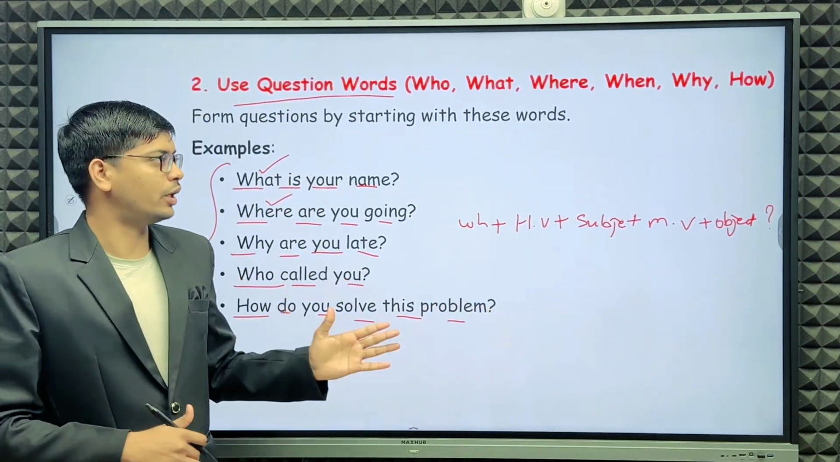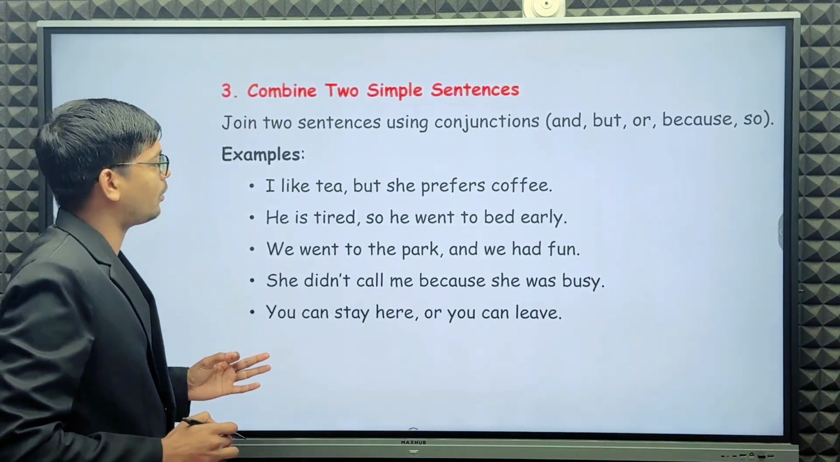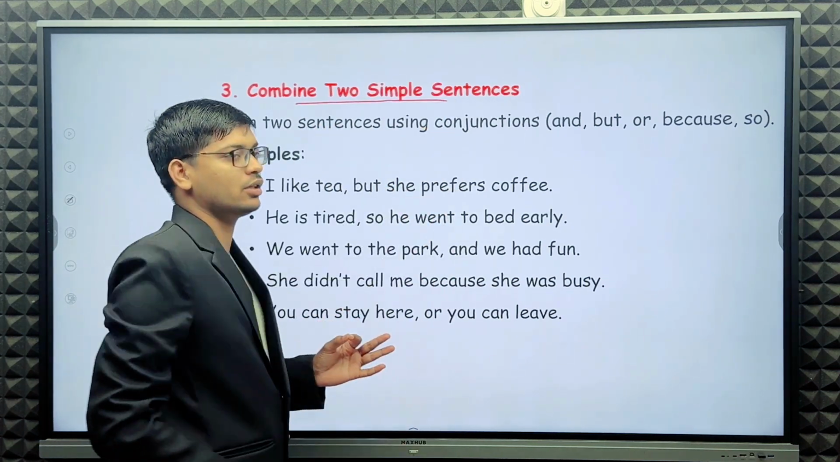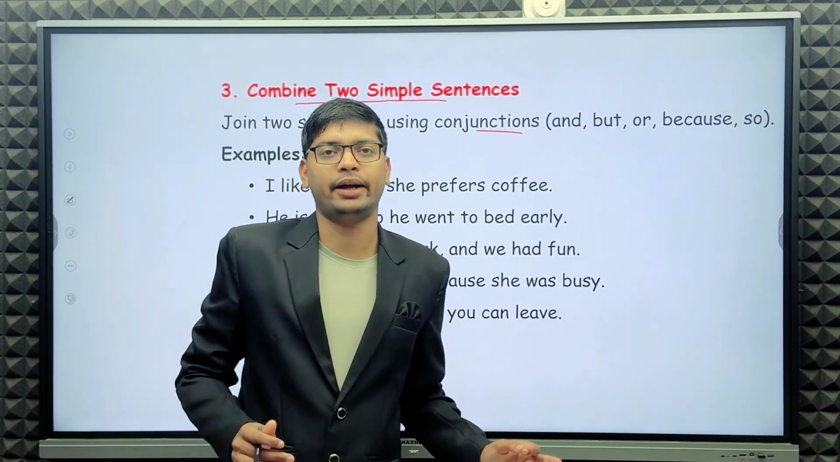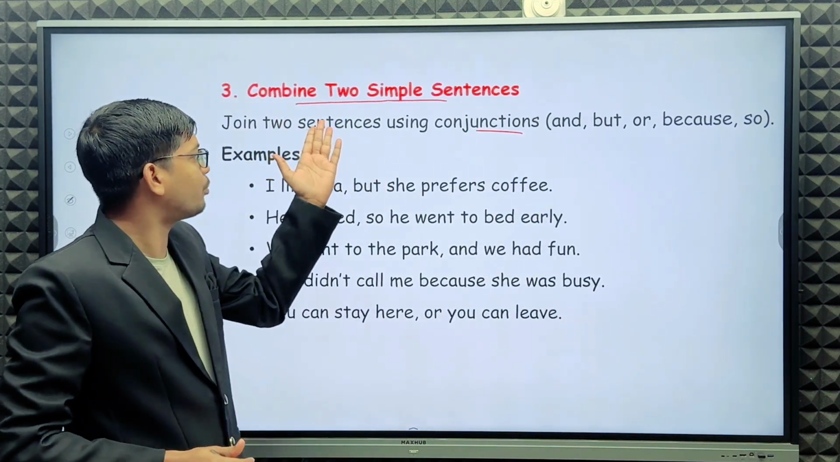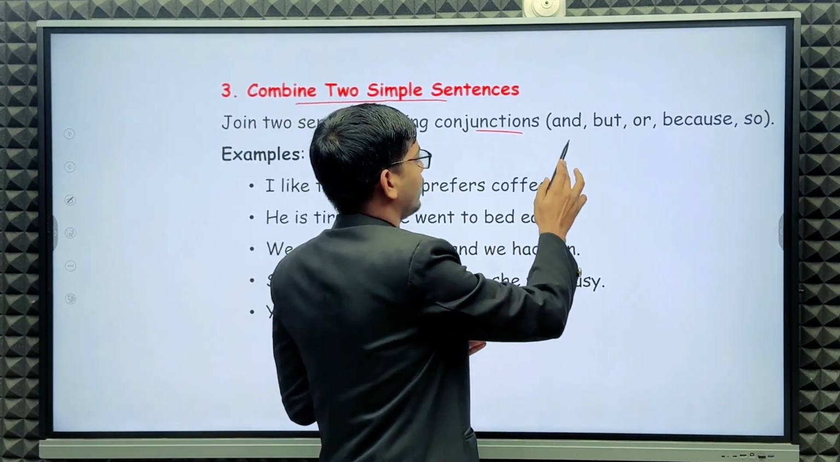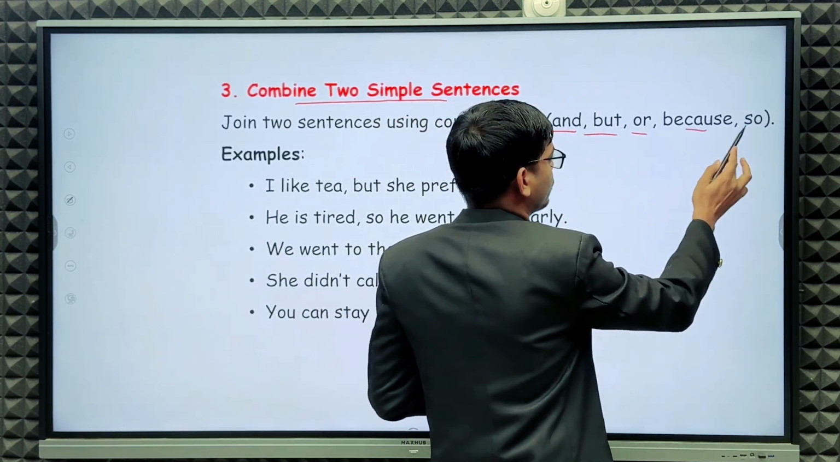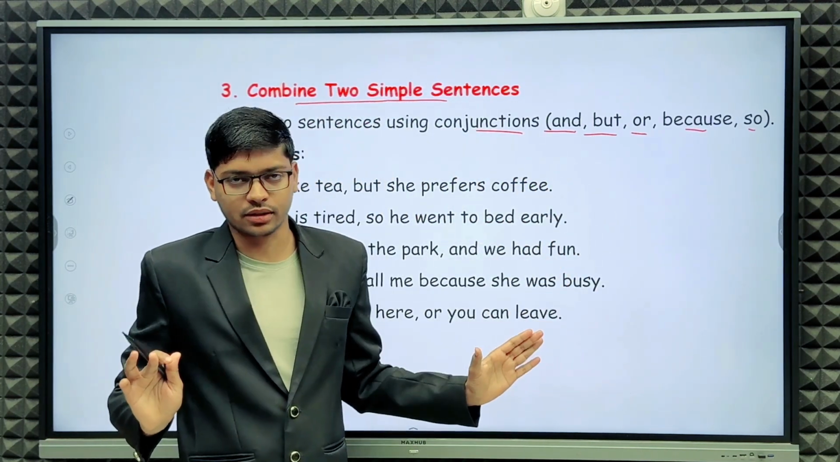So let's learn our next method. Our next method is to combine two simple sentences using a conjunction. Conjunction means a connector, like and, but, or, please, so. These are all conjunctions.